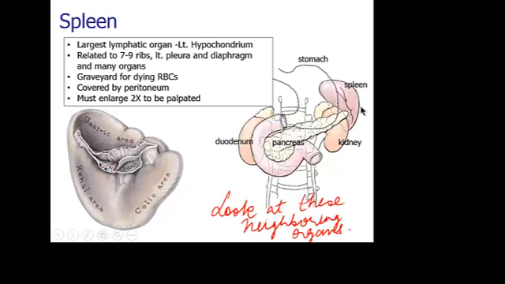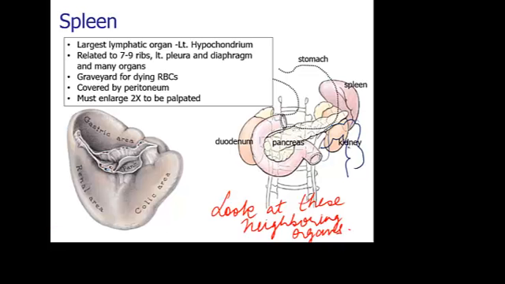So you can see a bunch of structures, small intestine, and even the large intestine is related, large intestine up here and loops of small intestine. So many organs related to the spleen. So if ever there's a splenic injury, you can see that any of these organs could be affected.